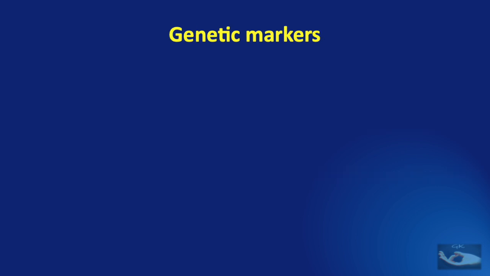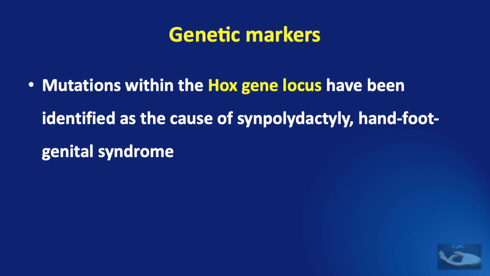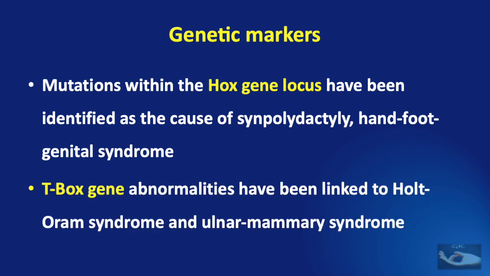Finally, the genetic markers. Genetic markers play a role in the normal development of the upper limb. Mutations of some of these genetic markers may result in certain congenital differences. For instance, mutations within the HOX gene locus have been identified as the cause of synpolydactyly, hand-foot-genital syndrome, and T-box gene abnormalities have been linked to Holt-Oram syndrome and the ulnar mammary syndrome.